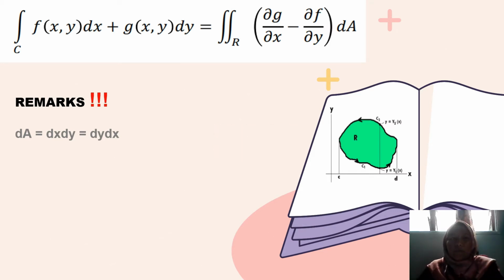The integral over closed curve C of f(x,y) dx plus g(x,y) dy is equal to the double integral over region R of ∂g/∂x minus ∂f/∂y dA. Do remember that dA can be either dx dy or dy dx. This method allows us to evaluate either a line integral around a closed path C or a double integral over the area enclosed. This is the simple closed curve C and the region R.